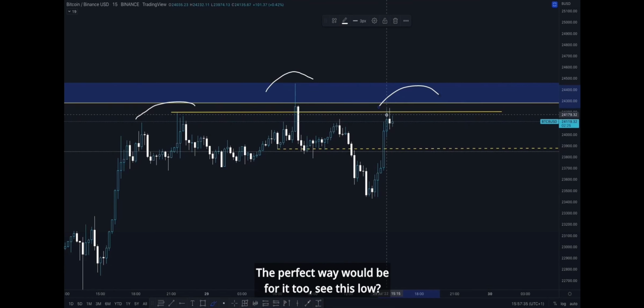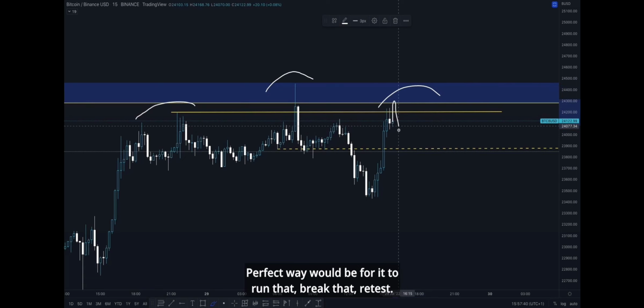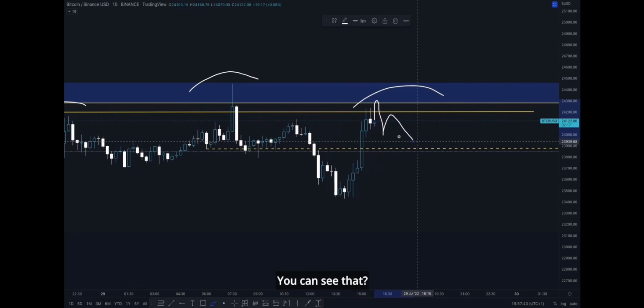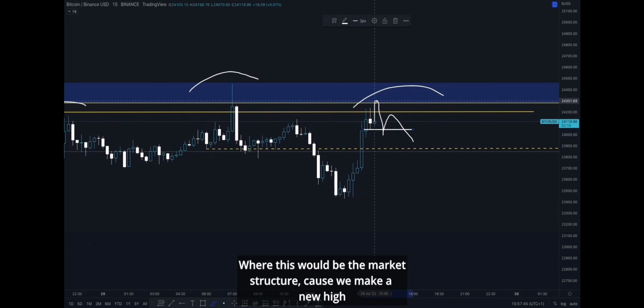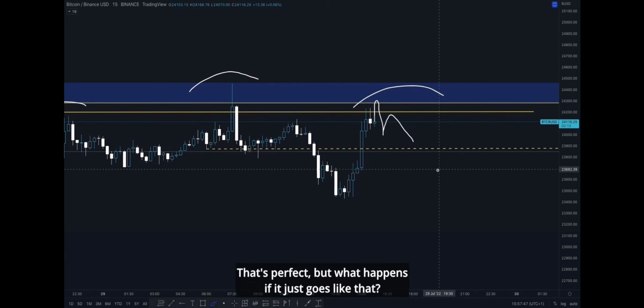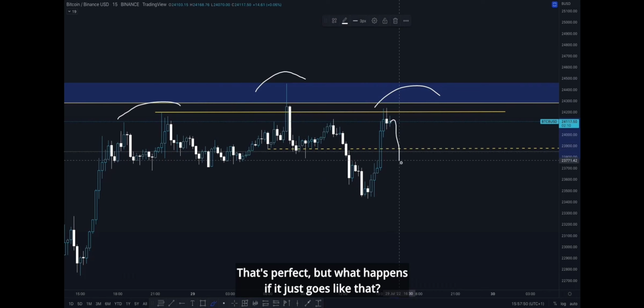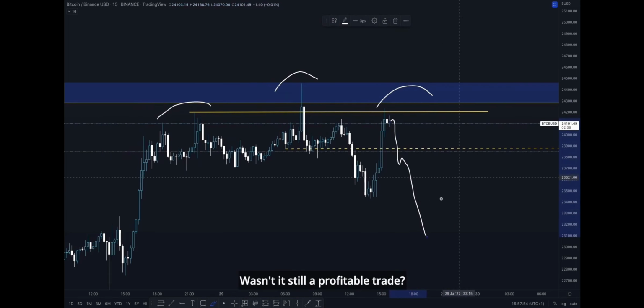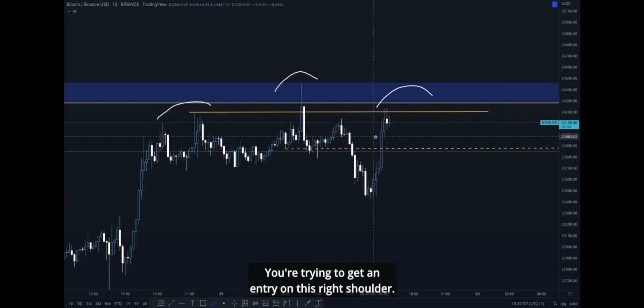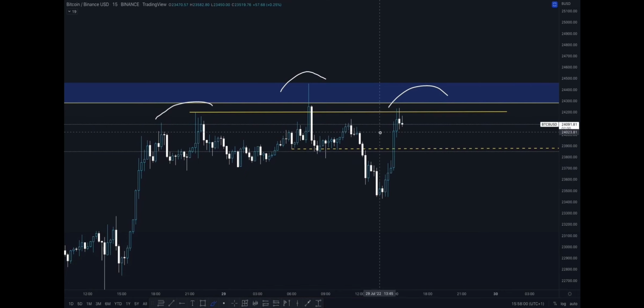The perfect way would be for it to see this low. Perfect way would be for it to run that, break that, retest. You can see that? Or this would be the market structure, because we make a new high, we then break it and sell off. That's perfect. But what happens if it just goes like that and it just sells off? Wasn't it still a profitable trade? Didn't it still win? Yes. You're trying to get an entry on this right shoulder. We can go lower again.